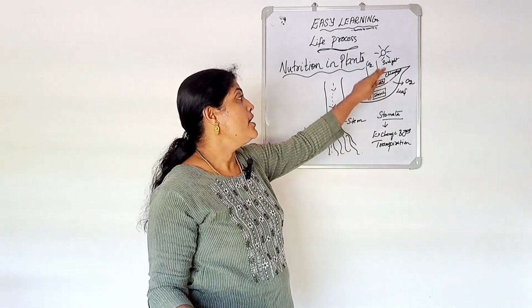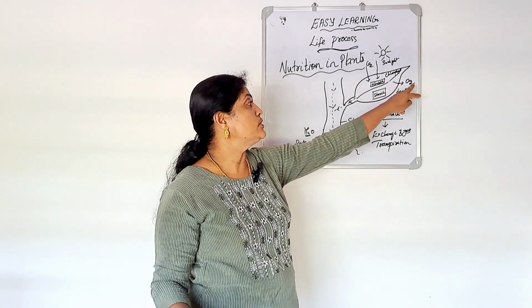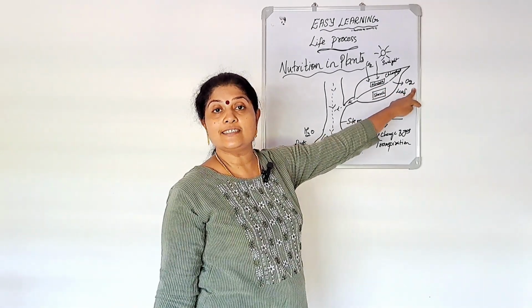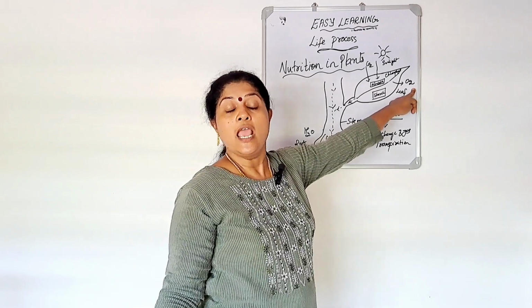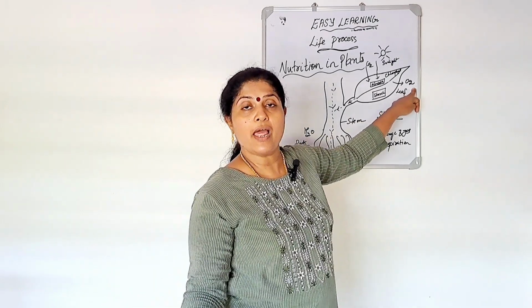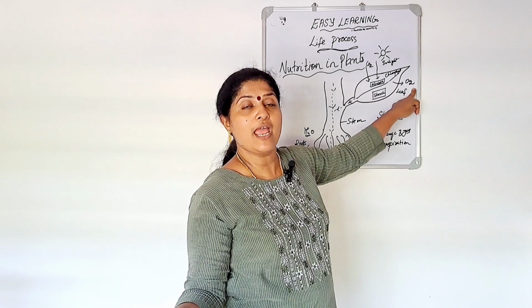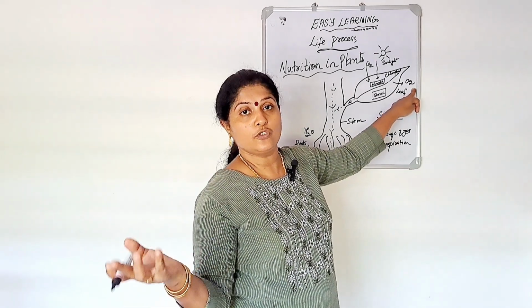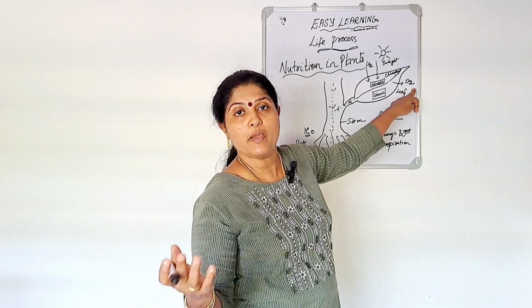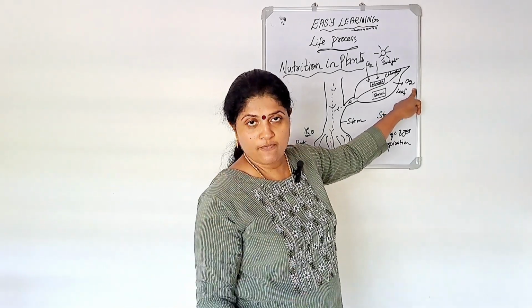At the same time, during the process of photosynthesis, what is released? Oxygen gas is released. It is not fully utilized by the plant; it is used by the plants during night time for the process of respiration. A large amount of oxygen is expelled during photosynthesis, which is utilized by other living organisms for their survival.